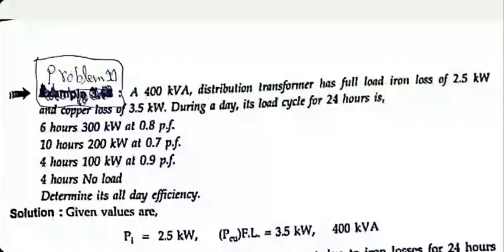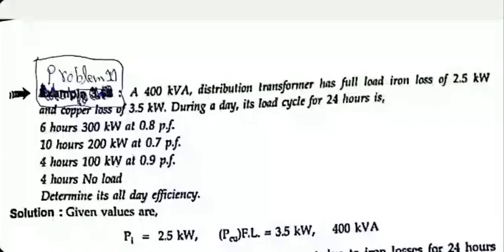During a full day, the load cycle is: for 6 hours, the secondary is drawing 300 kilowatt at 0.8 power factor. They are not mentioning lagging or leading. Probably we don't need that information. For 10 hours, it is drawing 200 kilowatt at 0.7 power factor. See, the power factor is bad in some cases. 0.7 is bad. 0.8 is almost acceptable. Then for 4 hours, it is drawing 100 kilowatt at 0.9 power factor, which is a good power factor. And 4 hours are open. Nothing is connected. This is how the total 24-hour cycle is for a particular transformer.